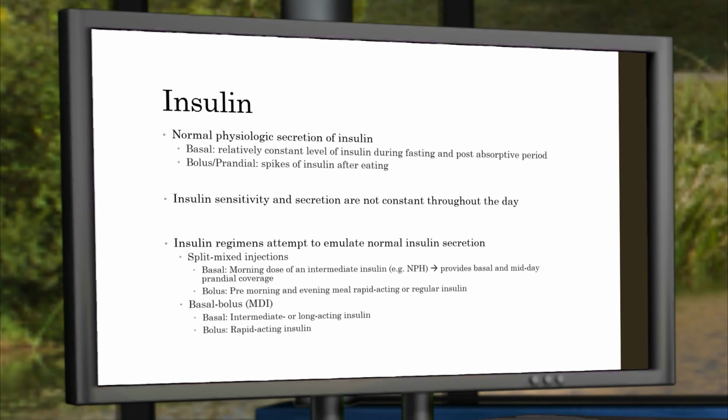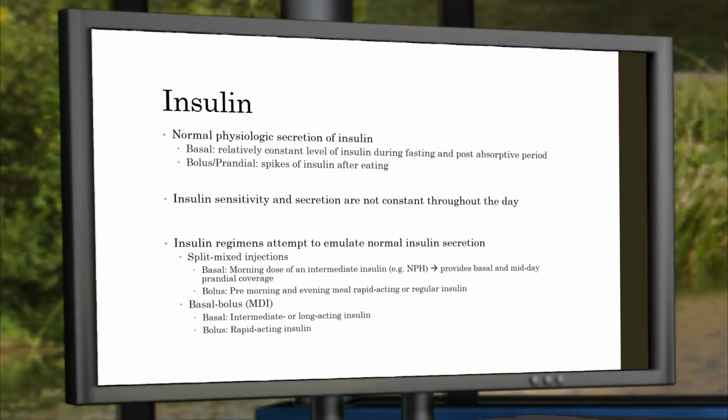Insulin sensitivity and secretion are not always constant throughout the day. So while we attempt to mimic this as closely as possible, sometimes your body can produce more bolus in the morning or less at night, and then the next day it could be opposite. So it's not always very consistent, but what we do with the insulin is try to mimic that as closely as we can, just to make sure that we remain consistent with our insulin levels throughout the day. So as far as insulin regimens, as I mentioned, they attempt to emulate the normal insulin secretion. So we have our split mixed injections.